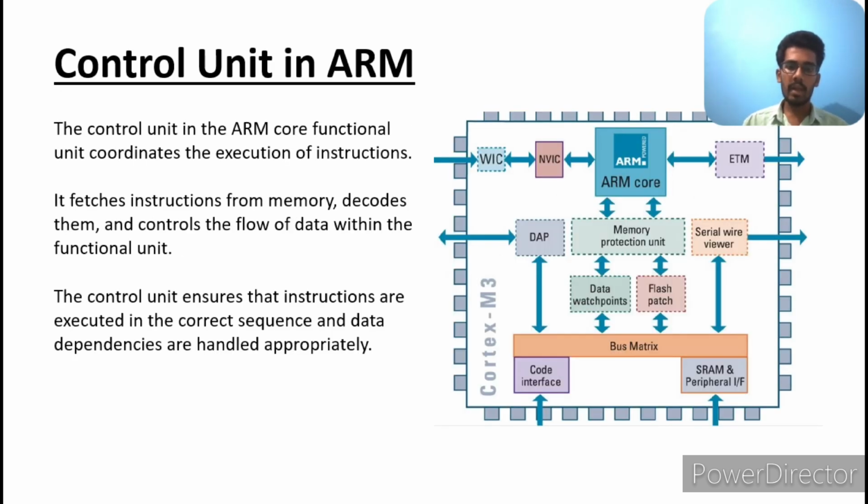Control unit in ARM. The control unit in the ARM core functional unit coordinates the execution of instructions, helping to execute them with more precision. It fetches instructions from memory, decodes them, and controls the flow of data within the functional unit.